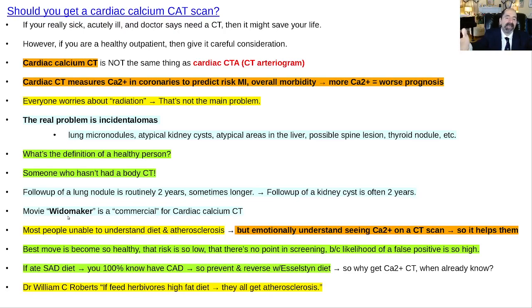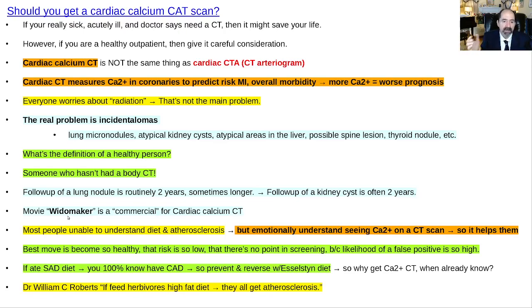If you do the CAT scan and you find that there's a lot of calcium in your coronaries, what are you going to do? If you're smart, you'll do the Esselstyn diet. Okay? Well, why not do the Esselstyn diet anyways? Because you already know you have it. So why radiate yourself for nothing? Why get stuck following up a whole bunch of incidentalomas, being worried and stressed for nothing, potentially losing a lot of money out of your pocket paying for the follow-ups? Why do it? Possibly having to go for biopsies and all this other stuff.